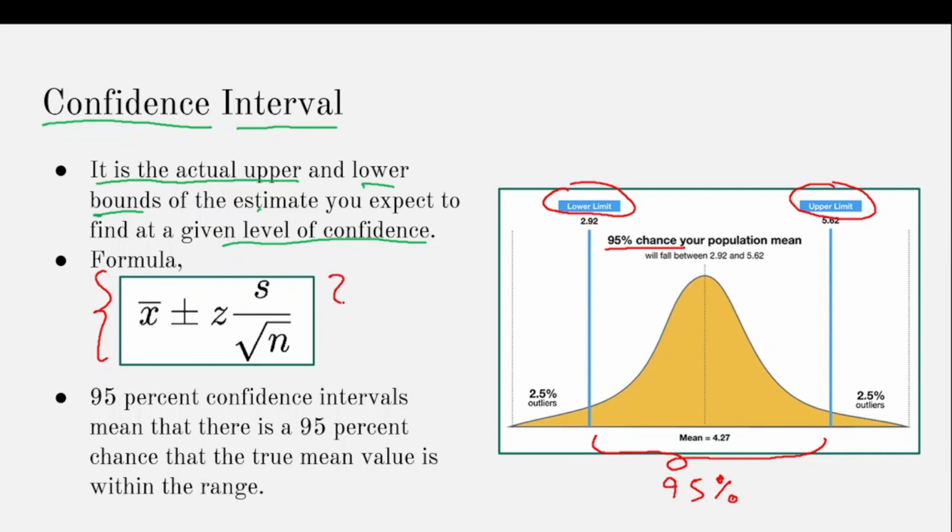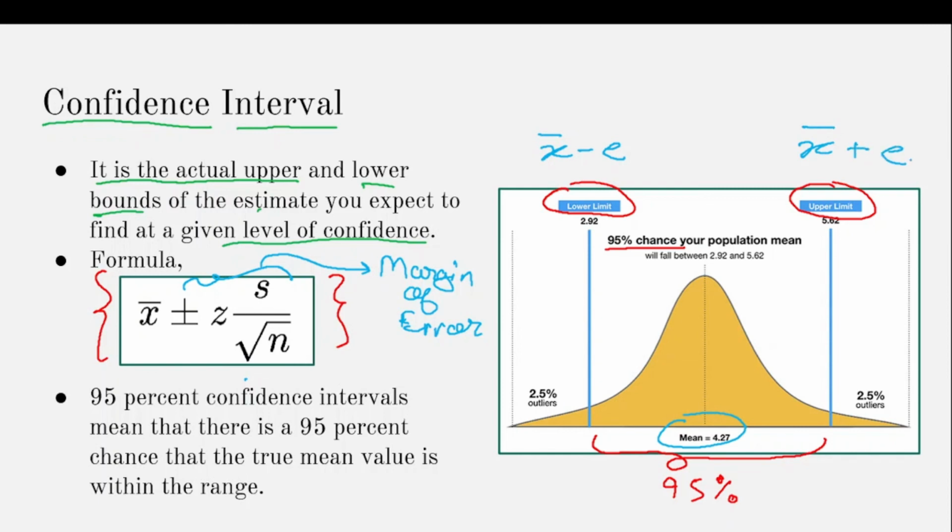This is the formula to calculate the confidence interval. In this formula, this term defines the margin of error. So, the lower limit or the lower bound is given by mean minus the margin of error, and the upper bound is given by mean plus the margin of error. So in this formula, x bar is mean, z is the calculated z-score, s is the standard deviation, and n is the number of data points or the number of observations. So this is how we calculate the confidence interval.